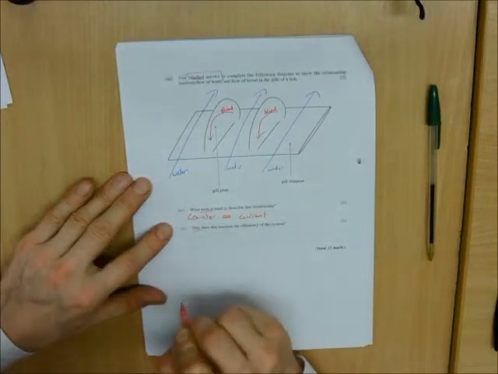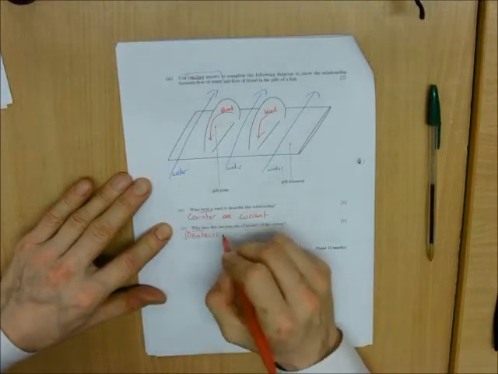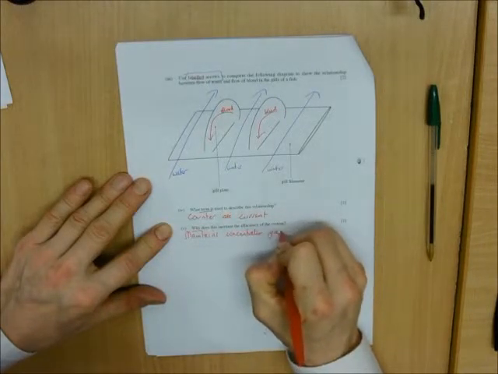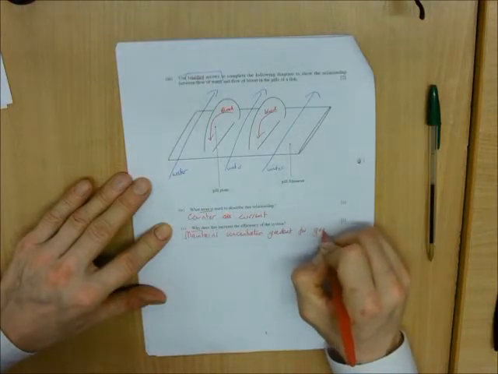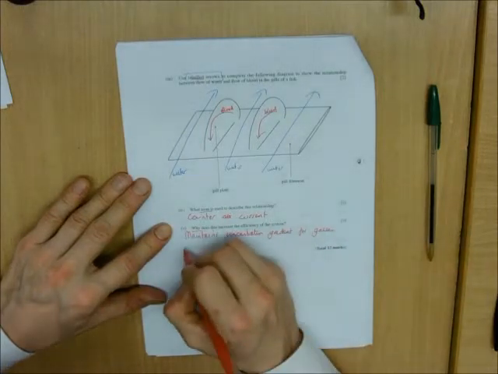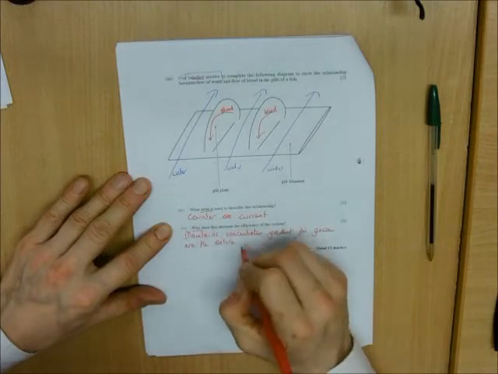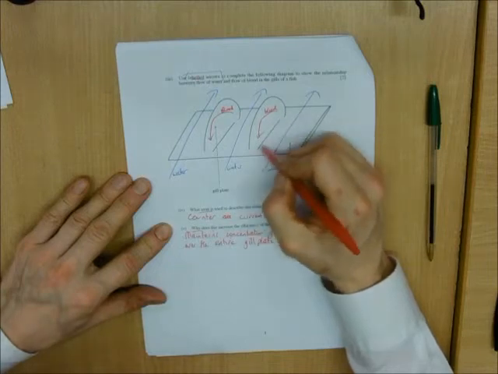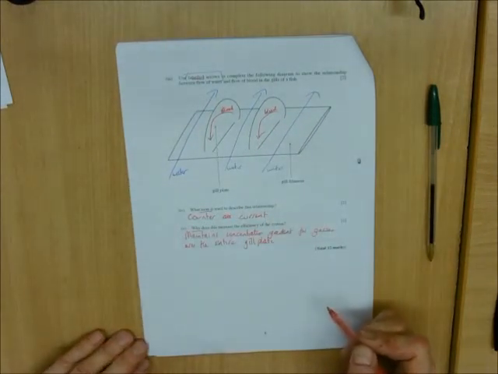So maintains concentration gradient for gases, oxygen, CO2, over the entire gill plate, there. And so exchange can happen over that. And that's 12 marks.